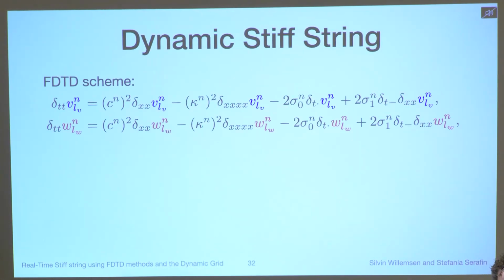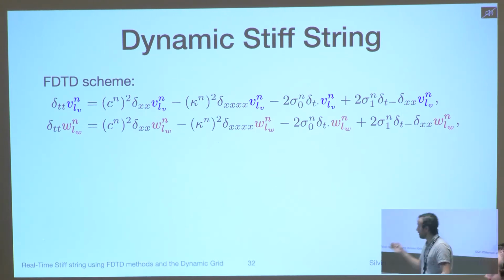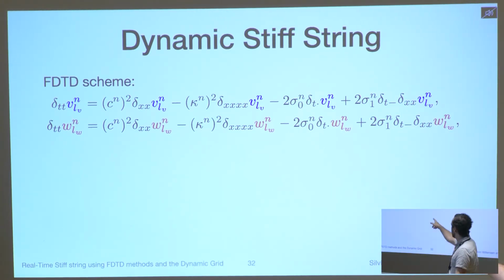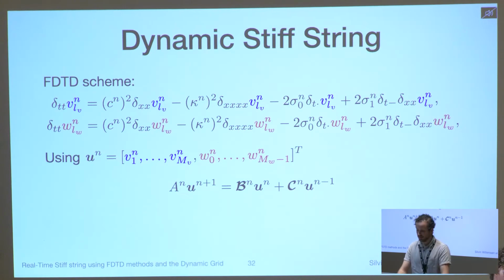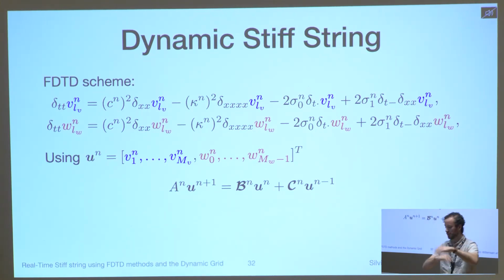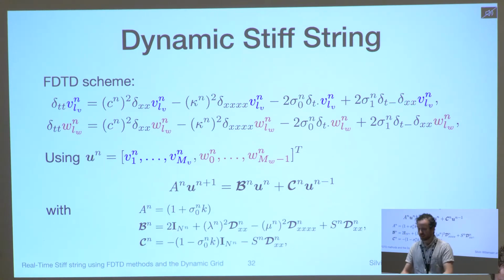Moving on to the dynamic stiff string, we again split the system into two. We now have V and W, and apart from V and W, they are identical. So also now the change in parameters here, we have a superscript n, which indicates that they can change over time. And then using this matrix vector formulation where we concatenate system V and W into one big vector, we can now define our update equation here in matrix form.